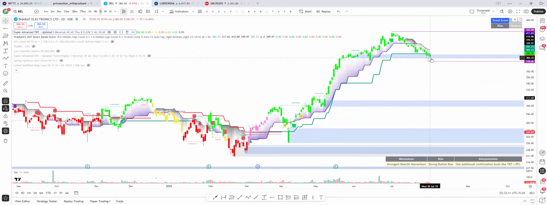Okay, sir. If the candle closes below that, or if it goes below 378, we have a wick here, so there are some buyers here. If a candle closes below this, then it's best to exit all positions and take a fresh entry later on.